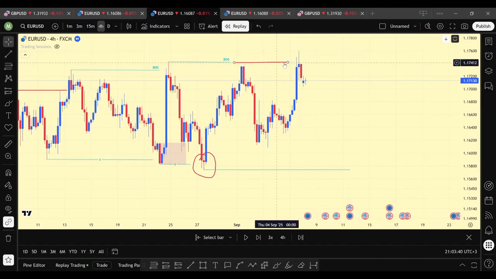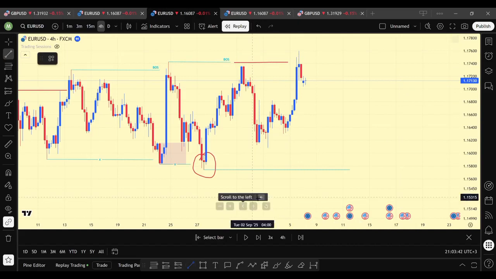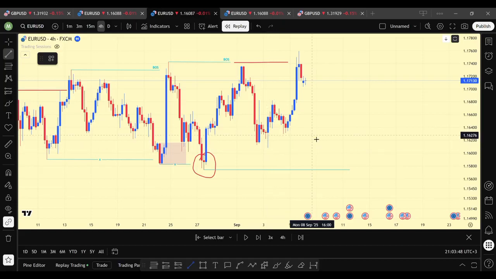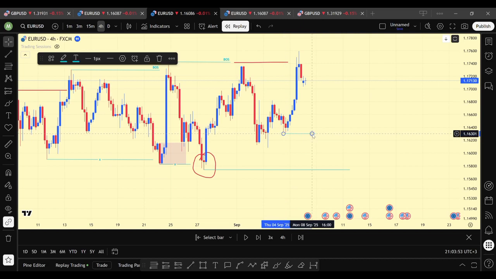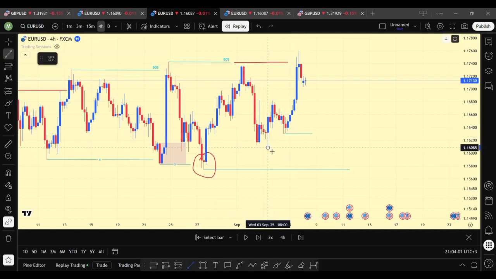Now after that break of structure, we know the next step is identifying the inducement, and we know that this here is the recently formed valid pullback. I know someone will say that this one is the recently formed, but this one is not the valid one. The valid one is this one here. Let me just leave it there for the explanation.